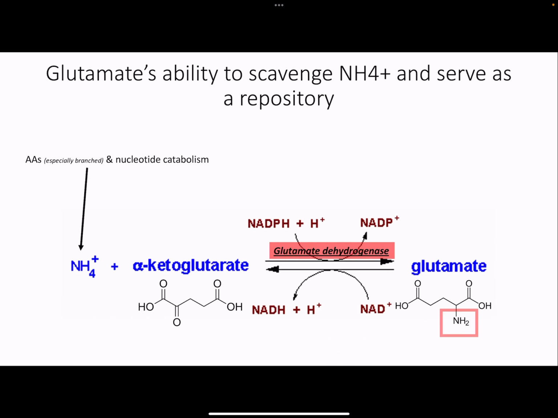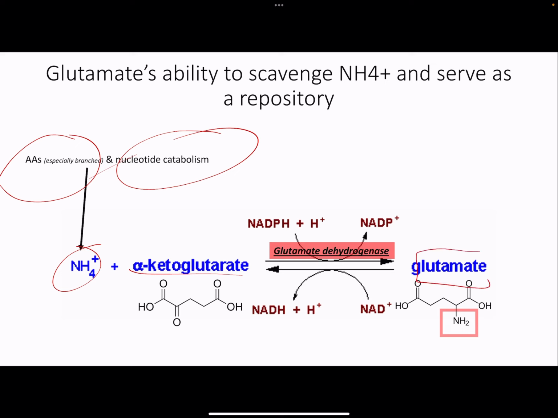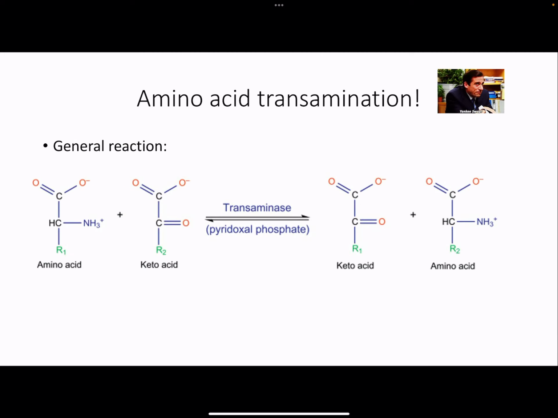So glutamate, we've already seen this. We break down amino acids, we break down nucleotides, we have a bunch of ammonium. You combine it with an alpha-ketoglutarate, you make a glutamate. I would know glutamate dehydrogenase. I would know that is the enzyme to do this. A transamination reaction, in general, is just we take an amino acid and a keto acid. All right, what's a keto acid?